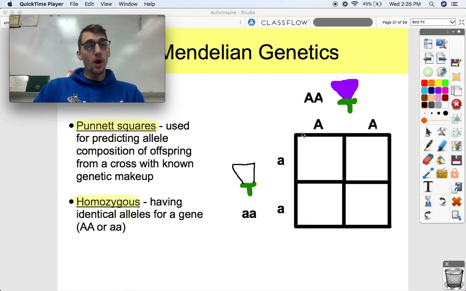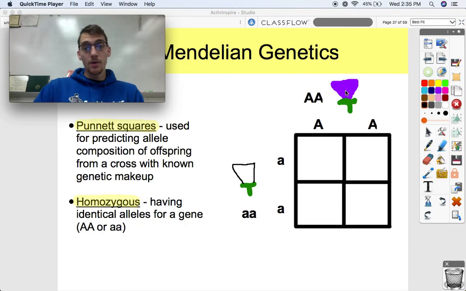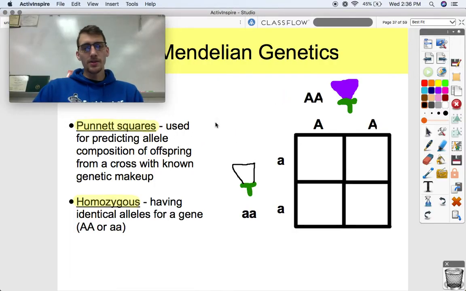All right, and if we cross them, meaning we take the genetic information from this one and combine it with the genetic information from this one, we can use this to predict what the ratios of the next generation will be. If you remember from the last video, in the F1 generation, when we crossed the purple true breeding plant and the white true breeding plant, they all were still purple. Spoiler alert, sorry.